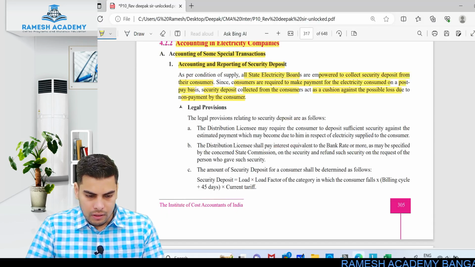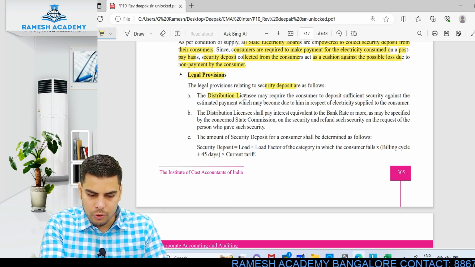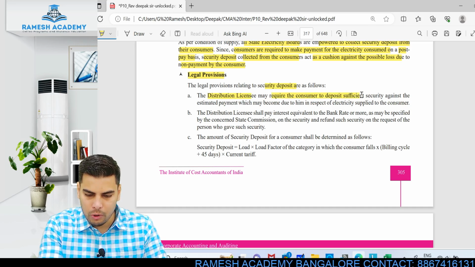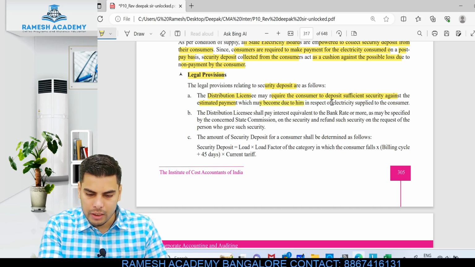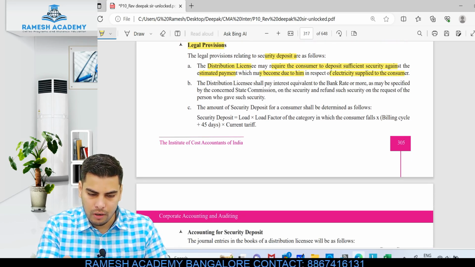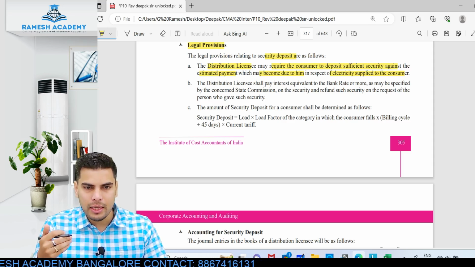All right, let's talk about the legal provisions relating to security deposits. The distribution licensee may require the consumers to deposit sufficient security against the estimated payment which may become due to him in respect of electricity supply to the consumer. What will be the estimated payment of the electricity bill over subsequent years? Based on that, some amount will be determined, treated as security deposit, and collected.